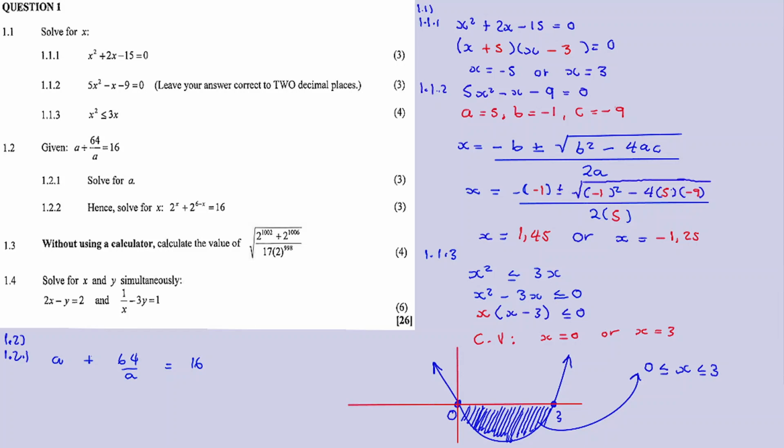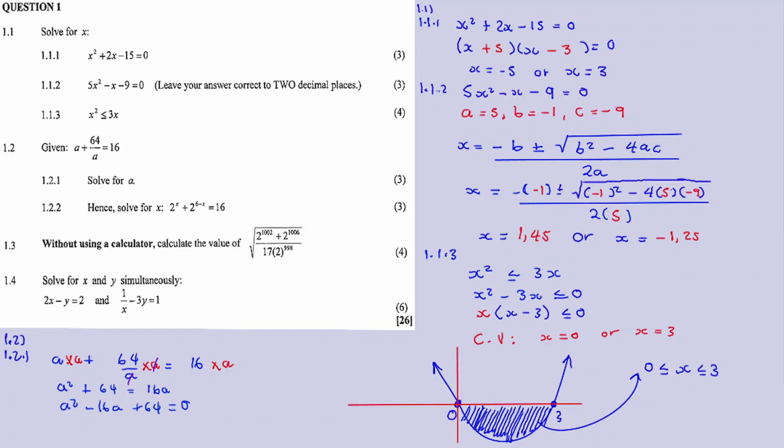The LCM is a. We take the LCM and multiply every term in the equation. Therefore this a cancels with that a, and then a times a is a squared, plus 64 because the a cancels, equal to 16a. So now our equation after multiplying by our LCD has converted to a quadratic equation, so everything must be moved to the left hand side, and then on the right we are left with 0.